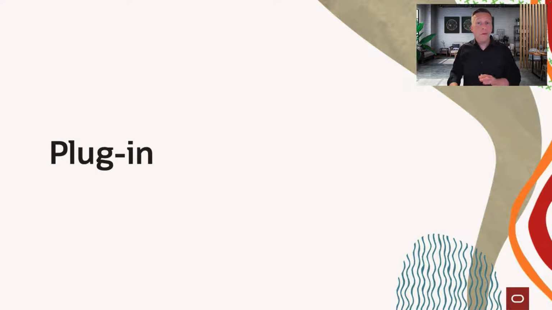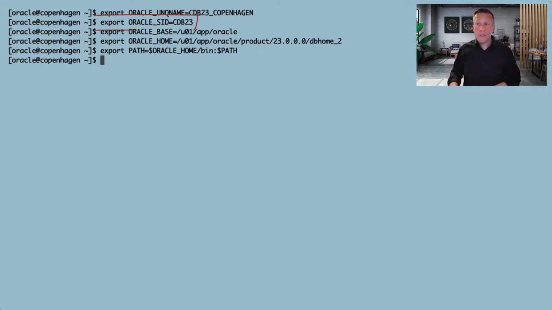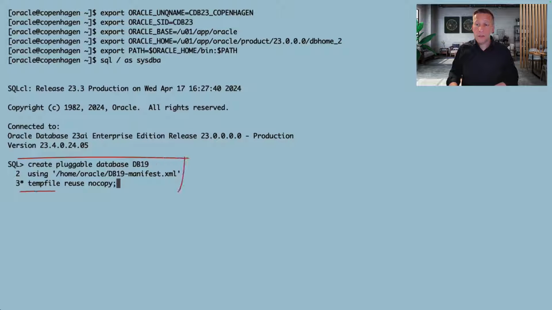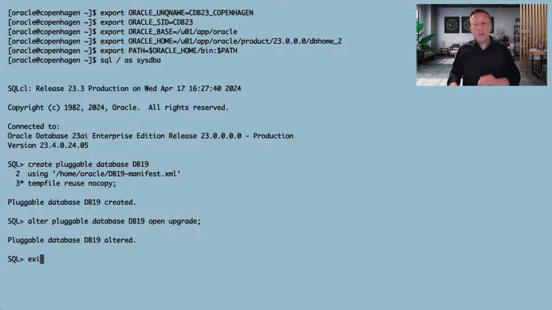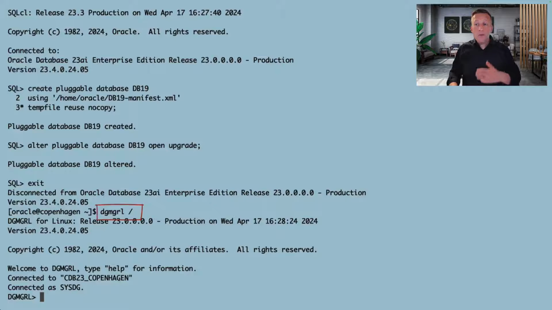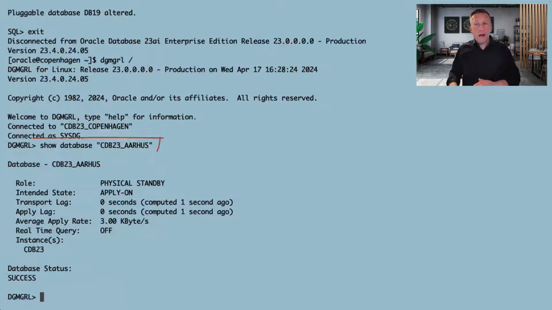Because now I will move on with the plugin operation, which happens in the container database. I'm connected here to the primary system, and I set the environment to my container database, the primary container database. I use the CREATE PLUGGABLE DATABASE statement to create the PDB using the manifest file, reusing the data files using the NOCOPY option, and then I open the database in upgrade mode because I need to upgrade it as well. But first, I use DGMGRL to ensure that the plugin operation didn't ruin anything.